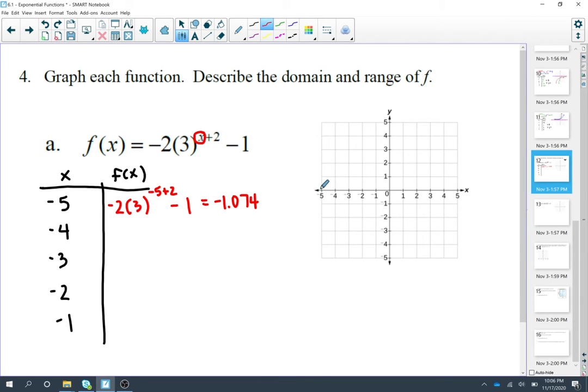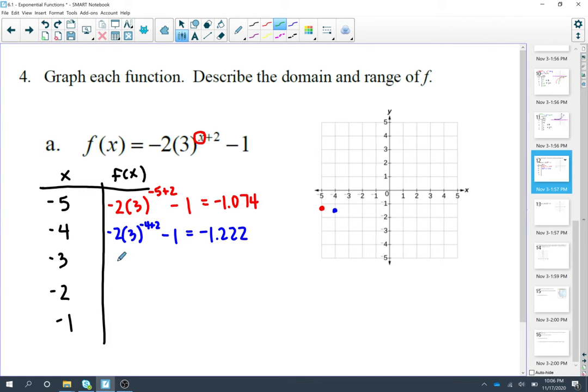So -5 and then -1.074, so a little bit below the -1. We're going to do the same thing with the -4, so -2 times 3 to the -4 plus 2, and then -1. Which is going to give us -1.222. So -4, -1.2, just a little bit lower.